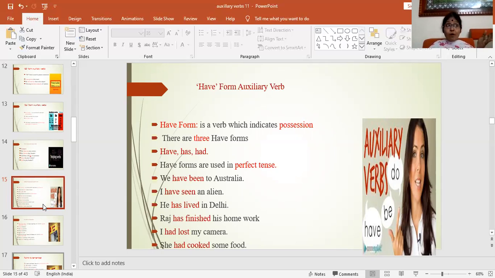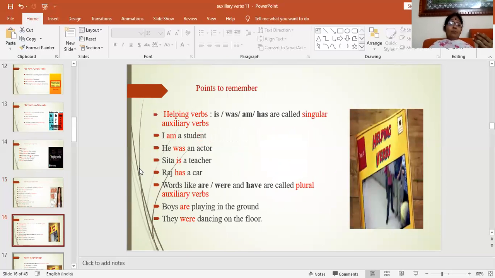So auxiliary verbs have three forms, that is be form, do form, and have form. Be form has 8 forms, do form has 3 forms, have form has 3 forms. Be form indicates position, do form indicates performance, and have form indicates possession, right? Now, points to remember about auxiliary verbs.